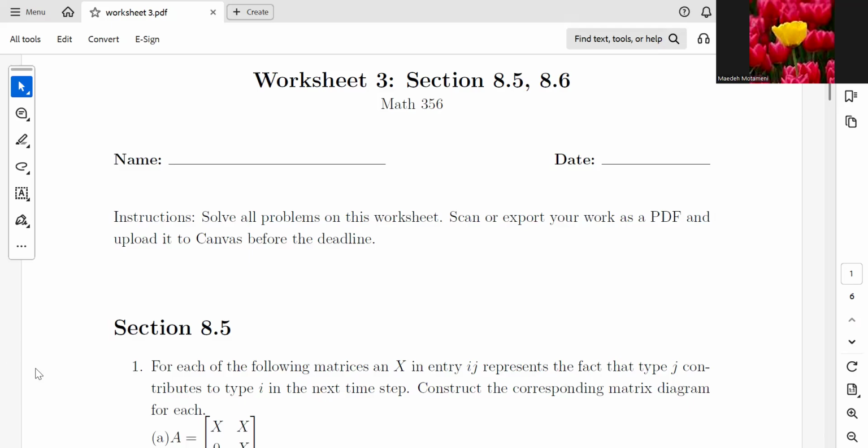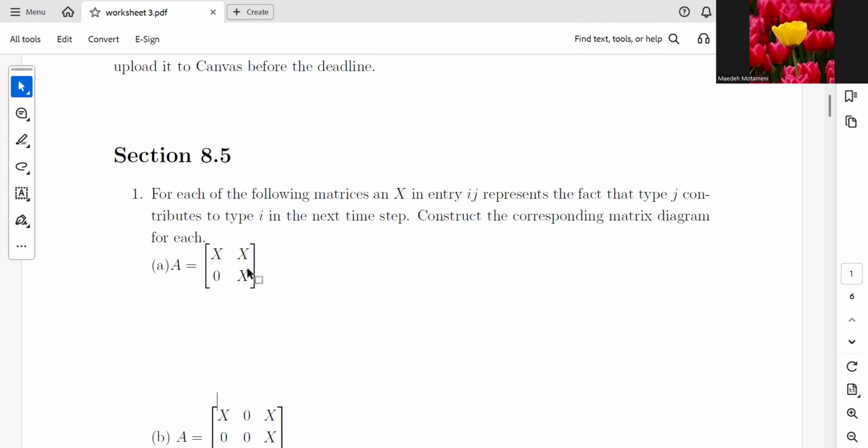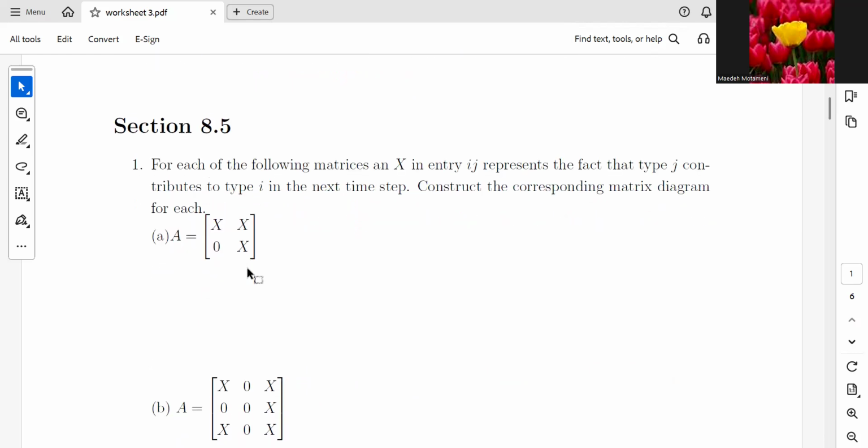Hello everyone. In this video, we are going to work on section 8.5, and it is about matrices and the dynamics of the vectors. As the first question that you see here, we're going to draw the matrix diagram for each of these matrices that is given to us.